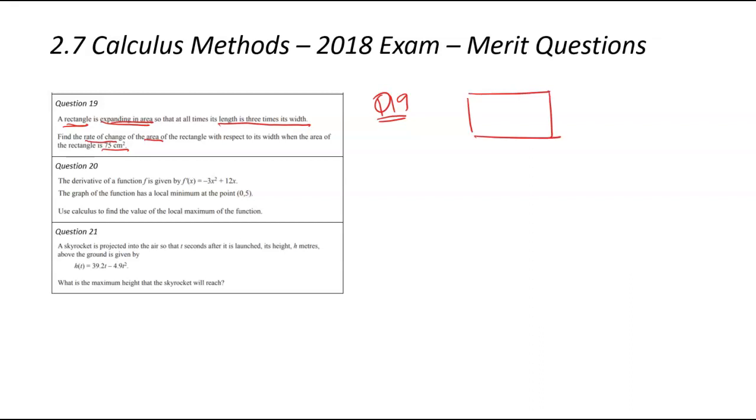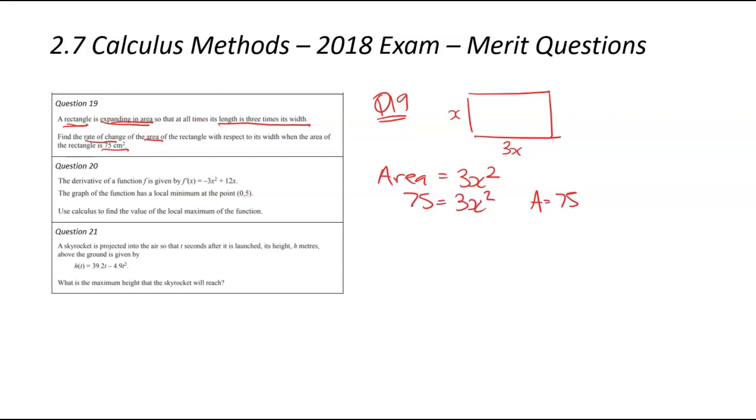So there's the rectangle, and we've been told the length is 3 times the width. That means if this here is x, that there is going to be 3x, and the area equation will simply be 3x squared. The next bit's a bit tricky. Most of us are going to think, well, let's get into differentiation. But before we do that, we've been told about the area of 75 centimeters squared. So we know the area is going to be equal to 75. So we're going to substitute that in.